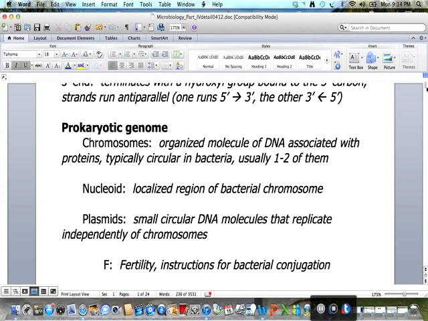Prokaryotes also have plasmids, which are small circular DNA molecules which replicate independently of the chromosome. The F, or fertility plasmid, contains the instructions for bacterial conjugation. The R, or resistance plasmids, carry genes for resistance to one or more antimicrobial drugs or heavy metals.